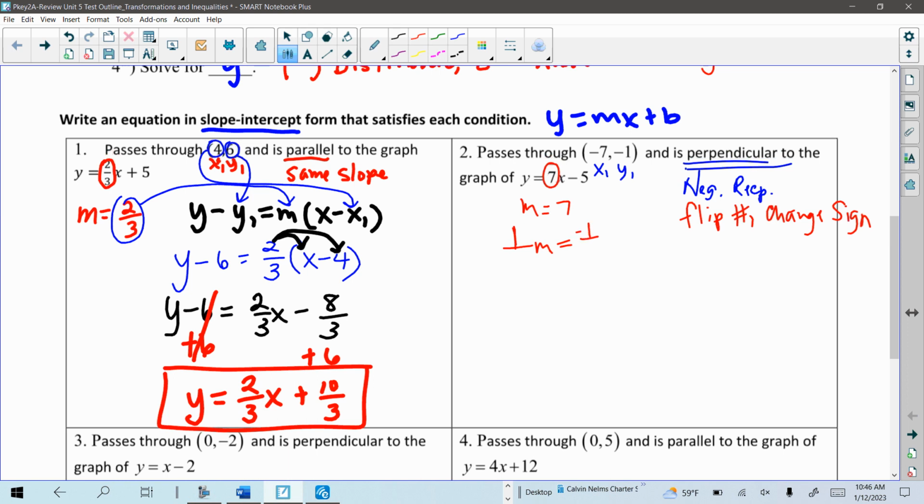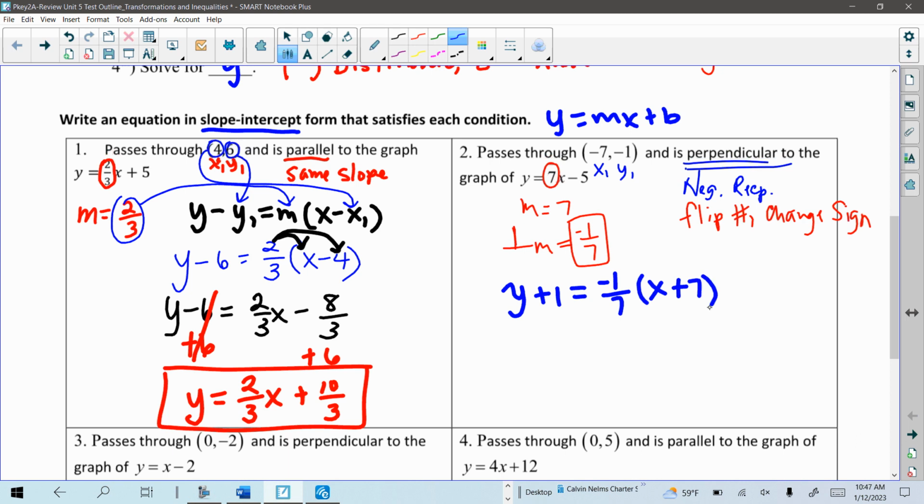Negative 1 over 7. So this is what I have to use to plug it in. And if you understand how to plug it in, go straight to it. I'm just going to plug in our numbers. So y minus y1. Well, my y1 is a negative, so you have to remember to do the opposite. So this is now going to be y plus 1 equals the negative 1/7, parentheses x plus 7.